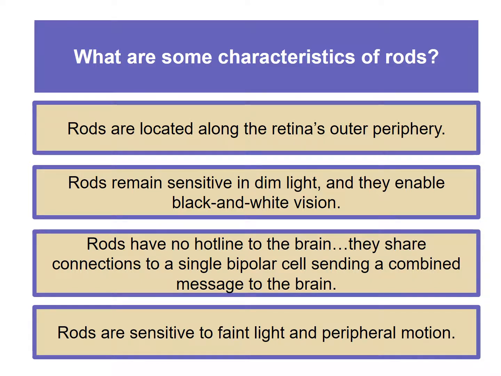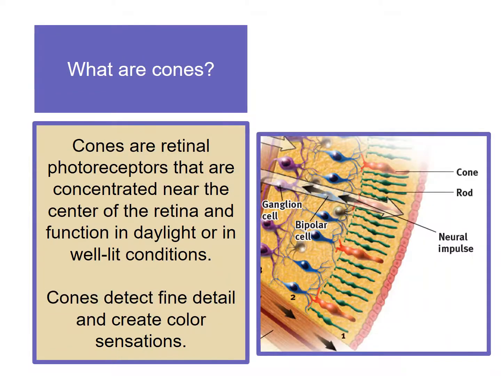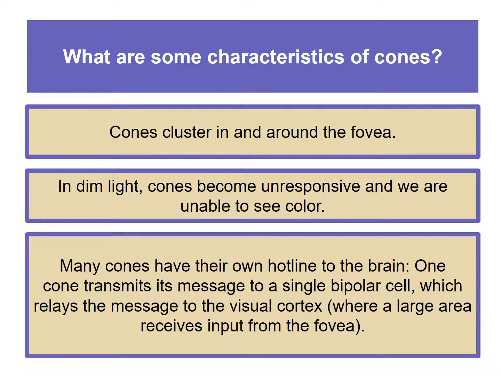And the rods are located along the retina's outer periphery. So rods, outside, cones, center. And cone starts with a C, center starts with a C. Cones cluster in and around the fovea, which we'll get to in a second. That's the next thing that we'll go over. And in dim light, cones become unresponsive and we are unable to see color.